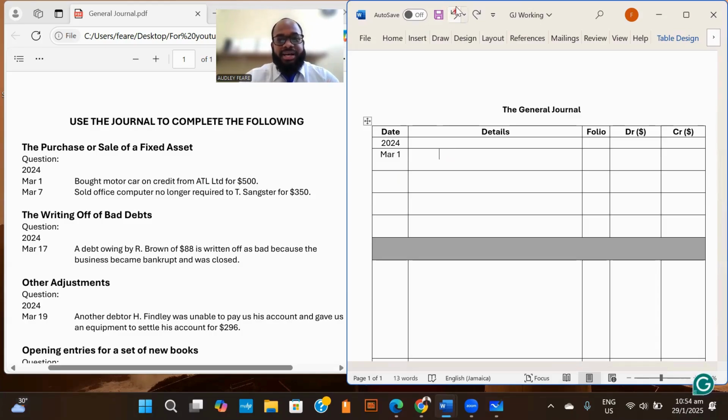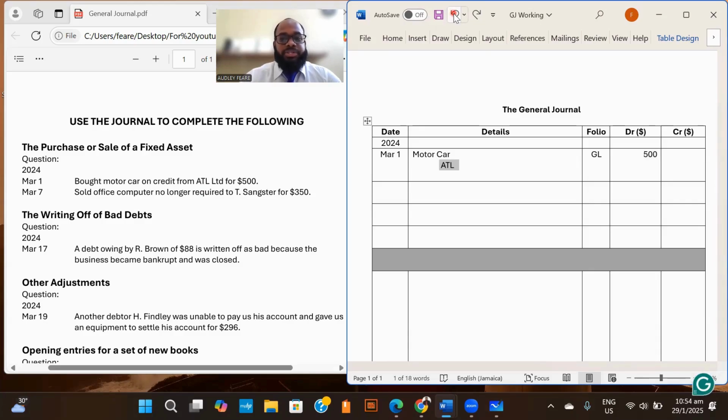And of course, the motor car is an asset. So we're debiting motor car. And we know the folio is GL, and the amount of money would be $500. Now, if motor car is debited, the other account, which is ATL Limited, would be credited. So we put ATL Limited, and of course, we indent when we're recording the account to be credited. And the folio would be PL because, of course, we owe them money. We purchased something from them, and then the amount $500.